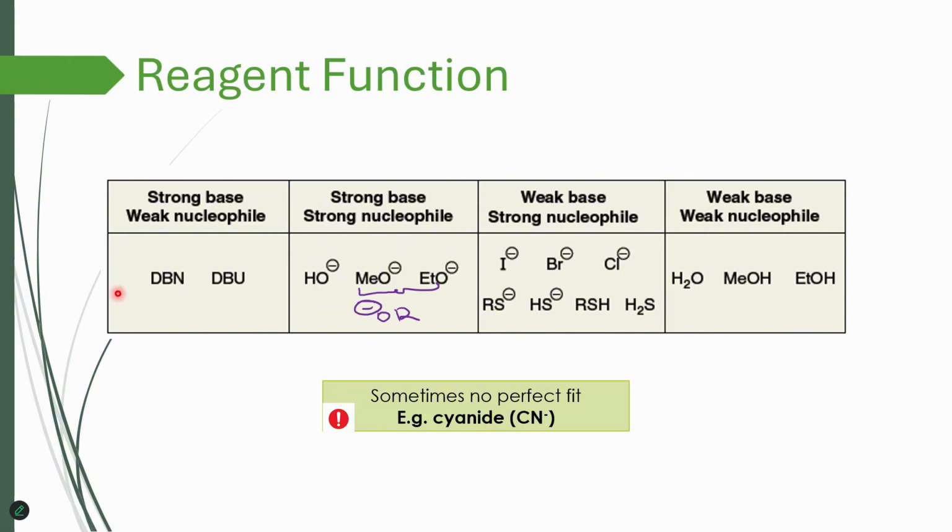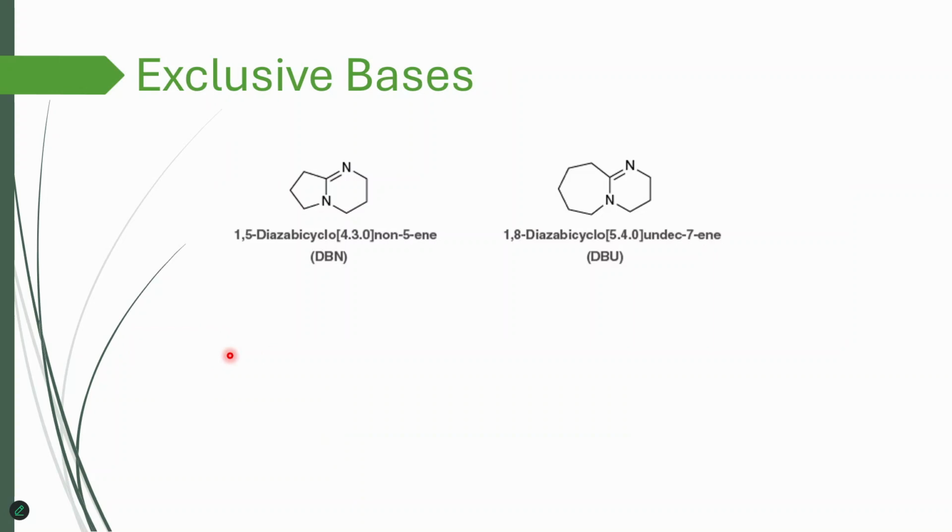And now we're going to talk about specifically this first class, strong base and weak nucleophile. This is DBN, a bicyclic compound. Obviously we don't have to know the whole name, but D comes from diaza, B is bicyclo, and N is nonene. DBU, U refers to undecene. So these are strong bases, weak nucleophiles, and this class of compounds is called bicyclic amidines.